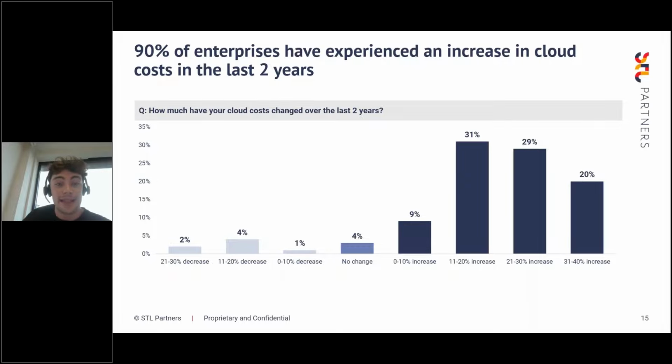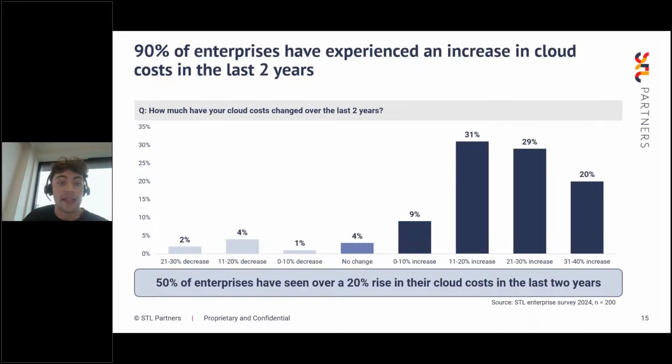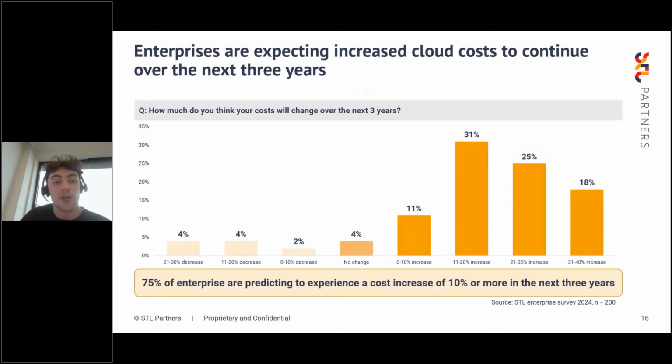And it's clear to see that enterprises don't think that these costs are really going to go anywhere, as we asked the follow-up question of how much we expect the cost will change over the next 3 years. And the results showed that 75% of enterprises predict that costs will increase 10% or more.